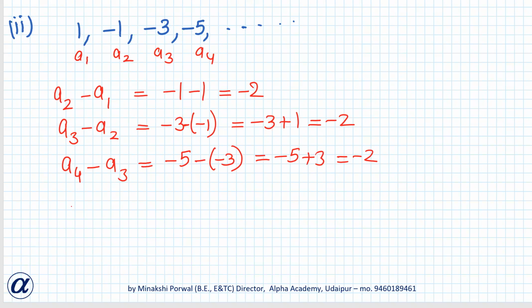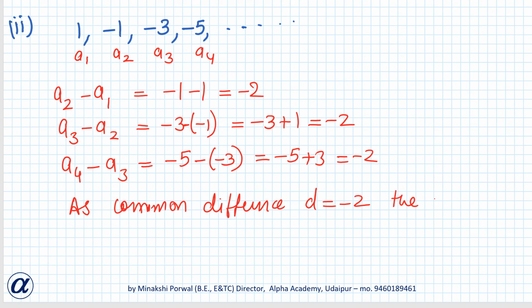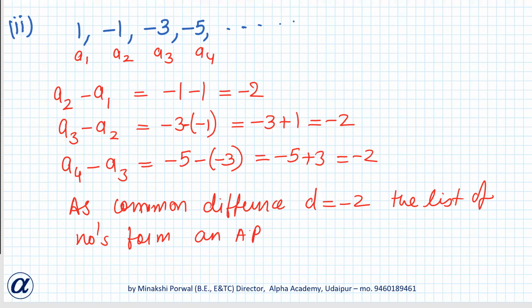Okay. So as the common difference is minus 2, D is minus 2, the terms are in AP, or the list of numbers form an AP. Okay. Now we have to find the next numbers.